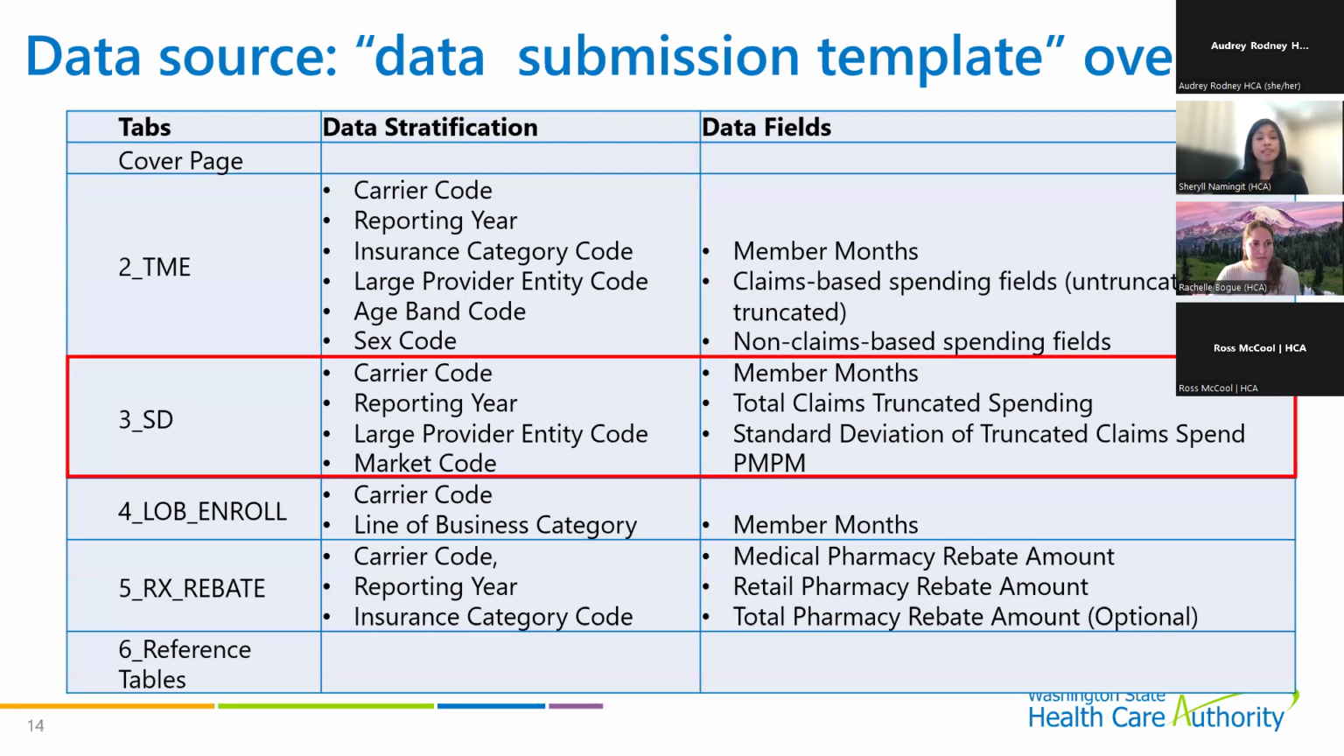And then the other tab, which is relevant to the provider reporting, is the standard deviation tab. This tab requires carriers to submit information on member months, truncated claims spending, and standard deviation of truncated claims spending PMPM. And this standard deviation is going to be used to calculate the confidence interval of the cost growth of each provider and carrier.